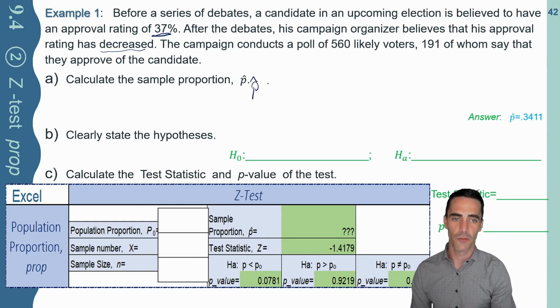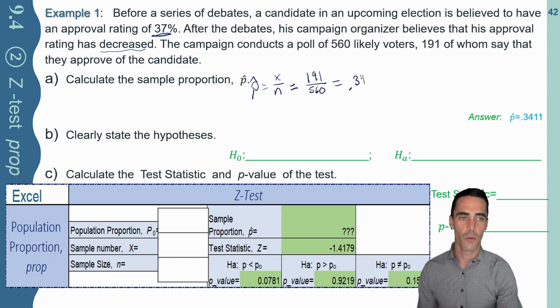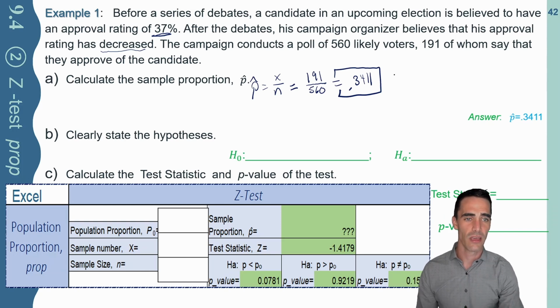We can first start off with the formula. The sample proportion is just X number of people doing what we want them to do, divided by n, my sample size. In this case, we're looking at approval rating. There were 191 individuals who supported my candidate out of my sample of 560. If you compute that as a decimal, we should get 0.3411. And you can box that. That's the sample proportion we're interested in. If you want to think about that as a percent, we can think of that as 34%.